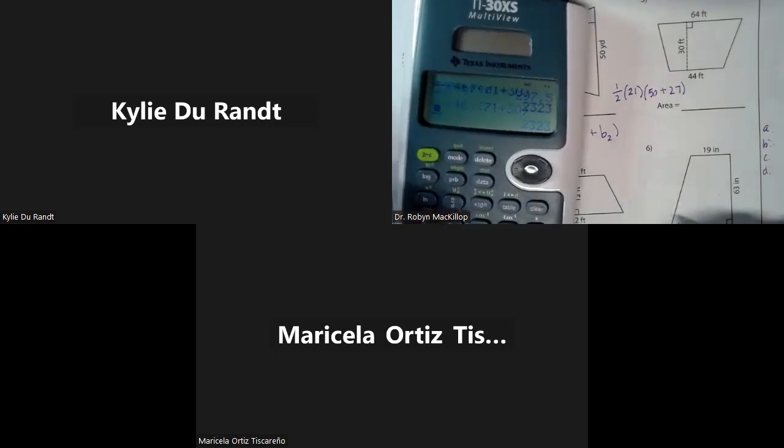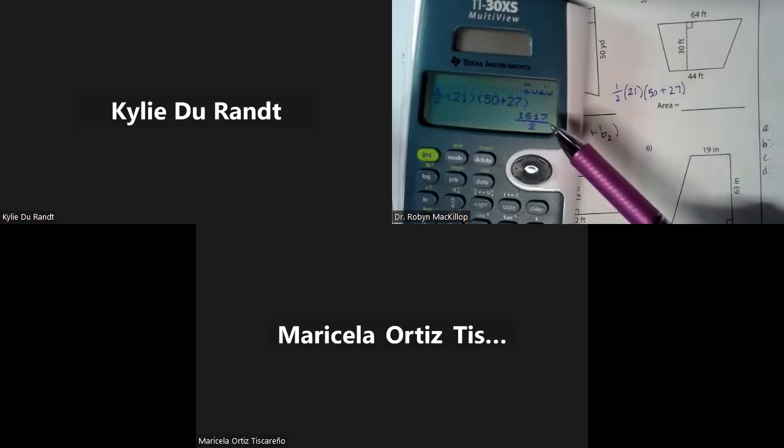So we hit the fraction button, 1 arrow down, 2 arrow out of fraction mode, parentheses, 21 is your height, close parentheses, parentheses again, base 1, 50, plus base 2, 27, close parentheses, and then you hit enter. Oh, that's a lovely one again, right? Nobody wants to write that down. That's not going to be one of your answers.